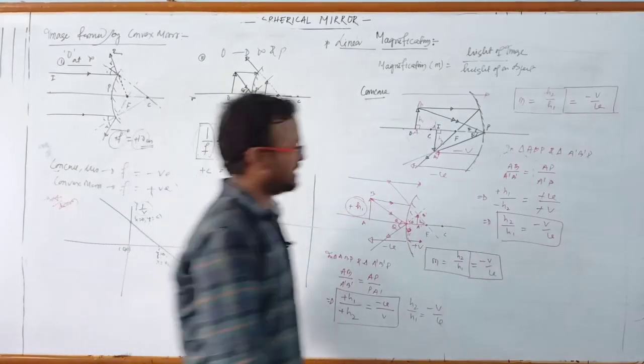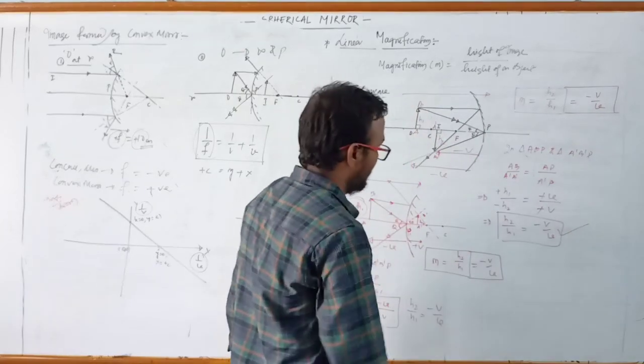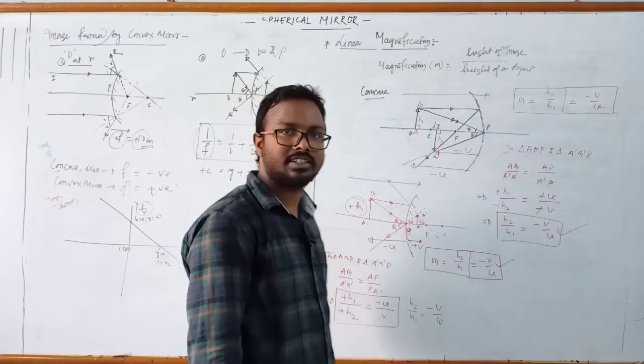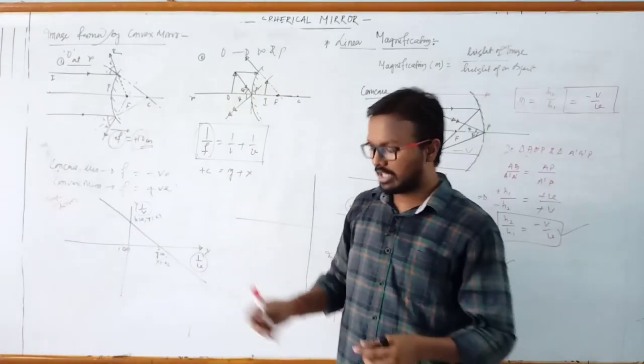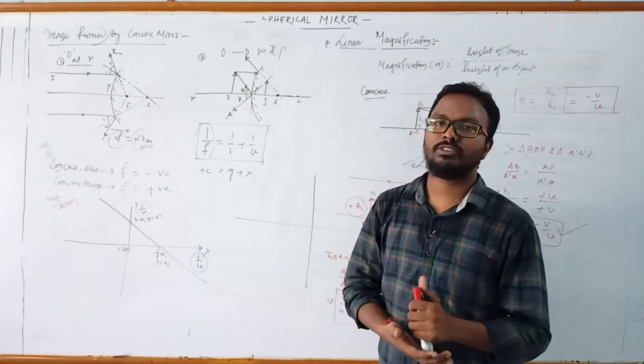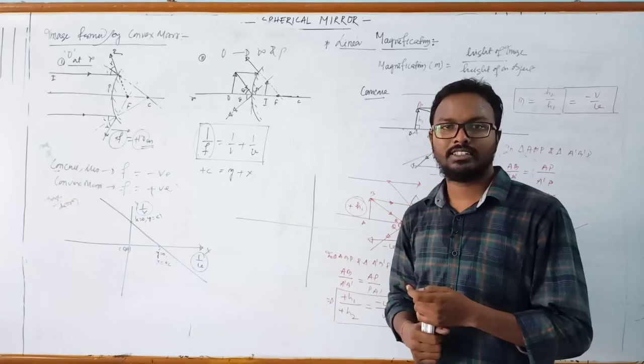Clear? This is the magnification for a concave mirror, and this is the magnification for a convex mirror. Clear? This is all about how an image is formed by a concave mirror and a convex mirror, what the mirror formula is, and what the magnification of concave and convex mirrors is.